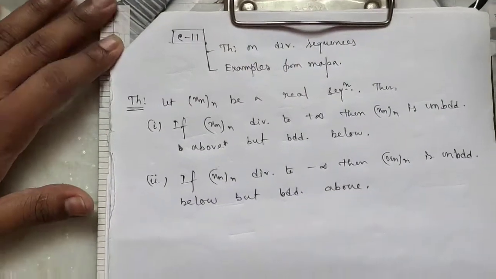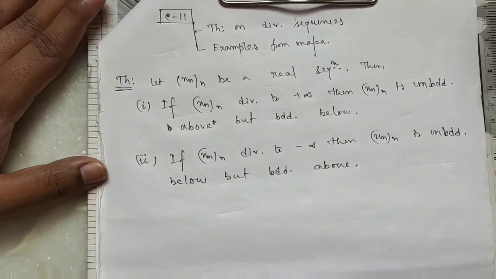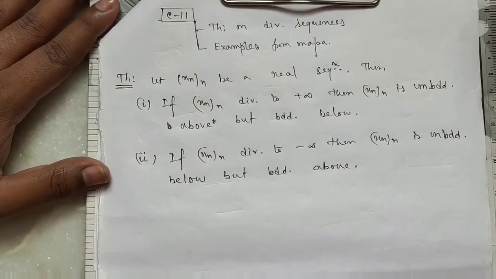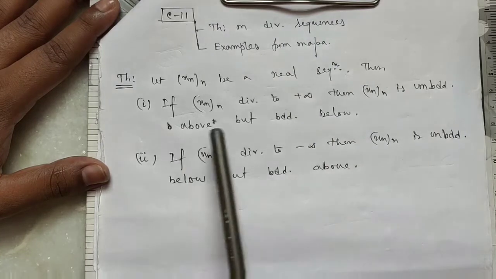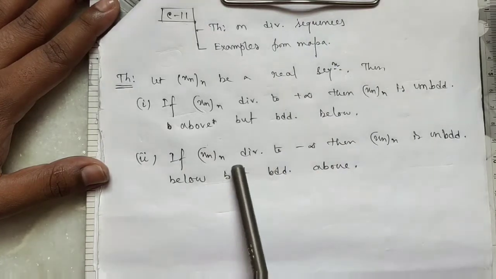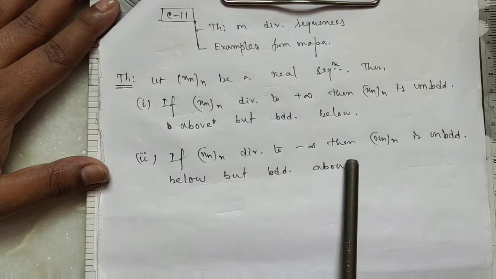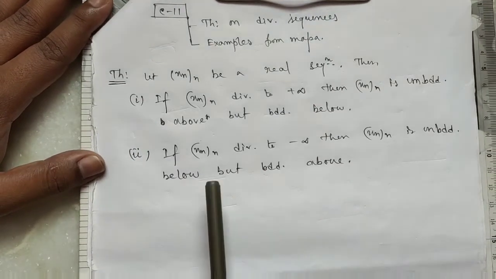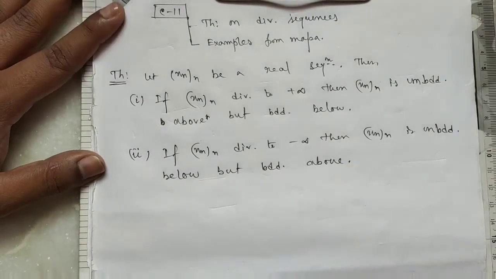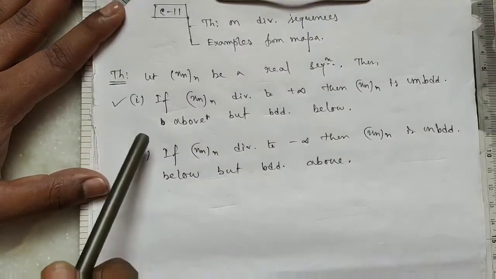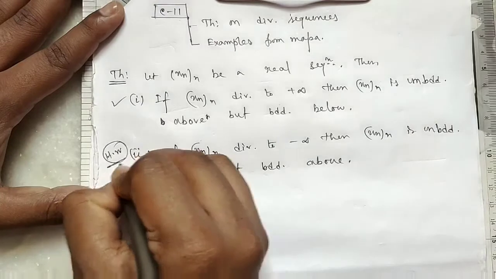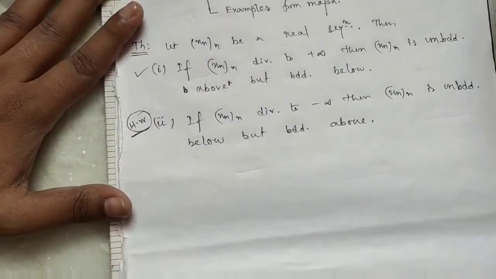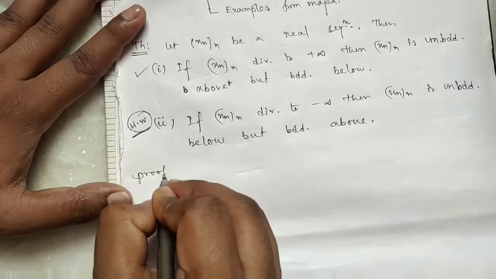These are our theorems. If xn diverges to plus infinity, then it is unbounded above but bounded below, and if xn diverges to minus infinity, then it is unbounded below but bounded above. We only prove the first one, and you can prove the second in a similar way. This is your homework. So let us start the proof of one.